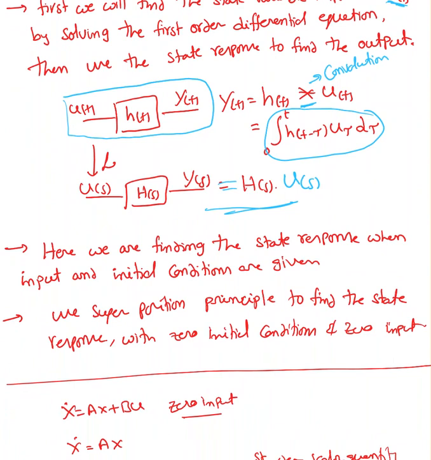Here we are finding the state response when there are initial conditions involved. Initial conditions are nothing but, say if you are looking at an electrical circuit, a capacitor that is initially charged or an inductor that is initially energized, something like that. So there is an input as well as initial conditions. We're going to use the superposition principle. First we take only input, assuming initial conditions are 0, and solve for the state variables. Then the second case, input equal to 0, initial conditions are given. We'll find those two and combine them to find the final response.